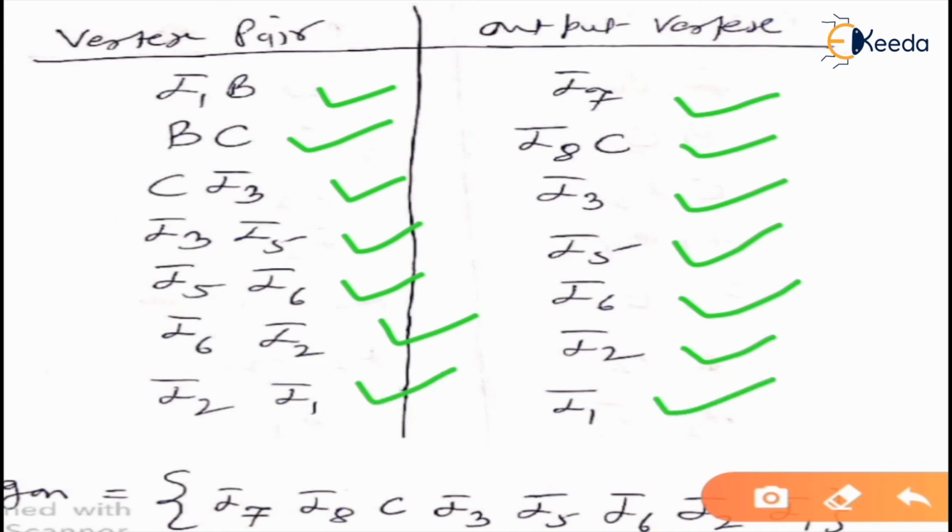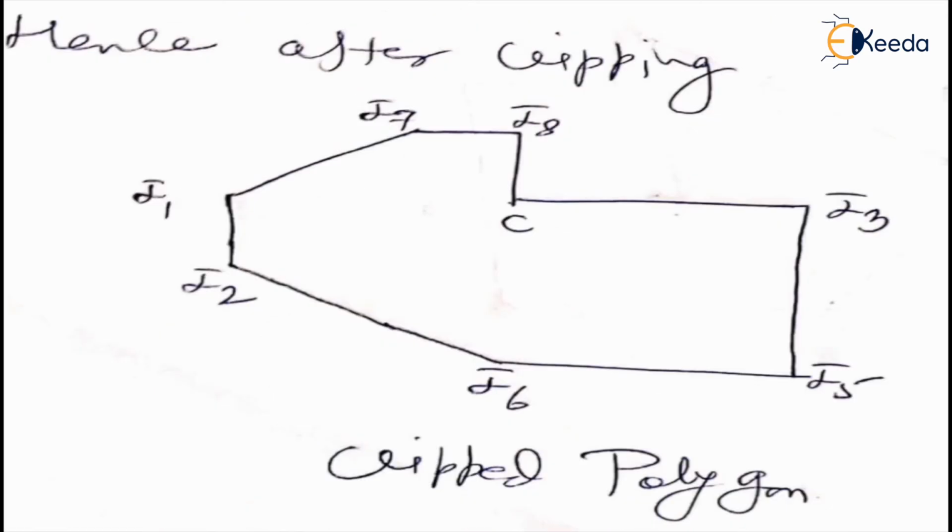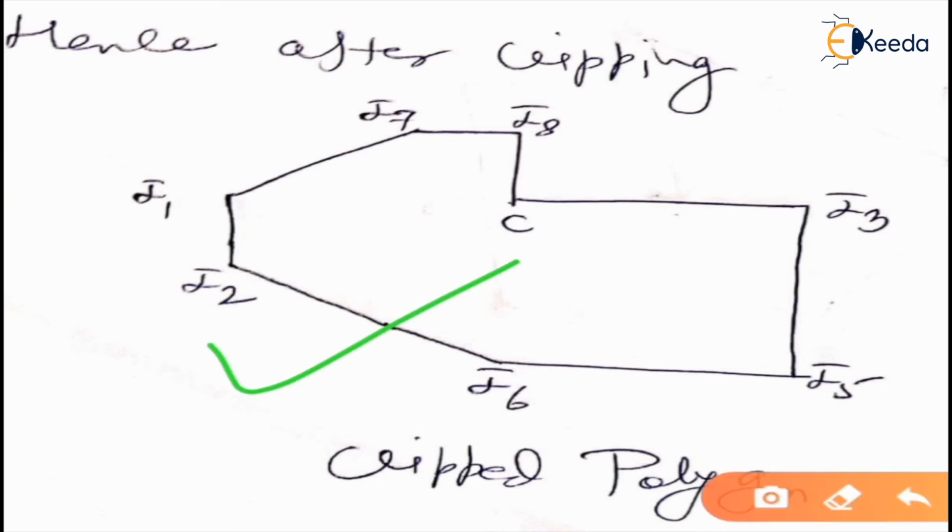So the final clipped polygon contains these points, and the resultant clipped polygon will be this. So this is all for the video.